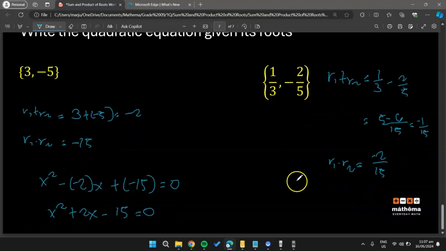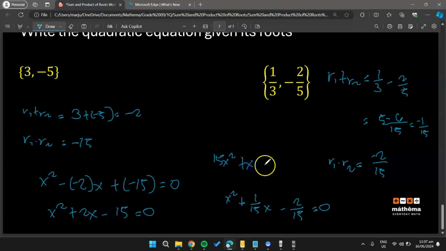So let's try to write our equation now. So this is now x squared plus 1 over 15 x, and then minus 2 over 15 equals 0. Simplify, multiply everything by 15. This will give us 15x squared plus x minus 2 equals 0.